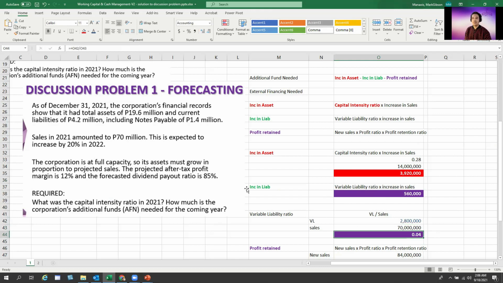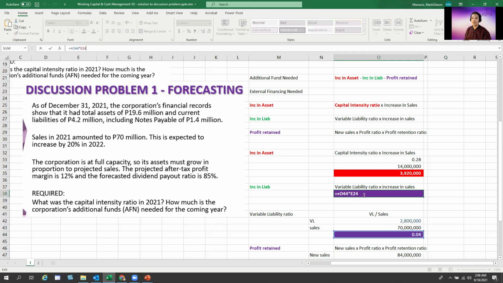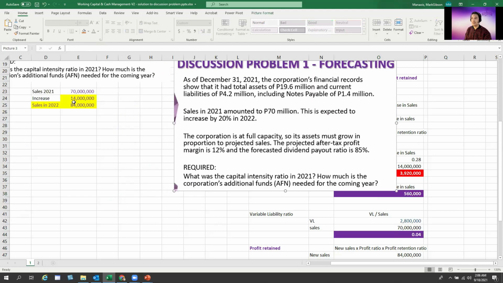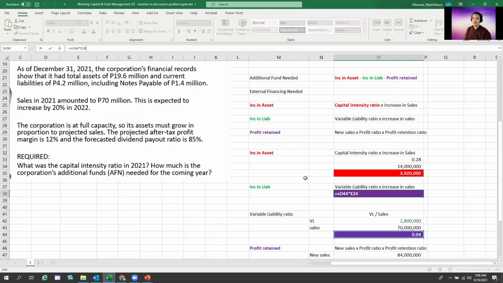So balikan ngayon natin yung formula natin ng increase in liability. So that's the variable liability ratio multiplied by the increase in sales. So isa-isayin natin dahil meron ka ng variable liability ratio, that's 0.04 multiplied by the increase in sales. Magkano nga increase in sales natin? Ayun, 14 million. No? So therefore, the total increase in liability is 560,000. So, okay na tayo sa first two elements to calculate the additional fund needed or AFN, or also known as EFN or external financing needed.